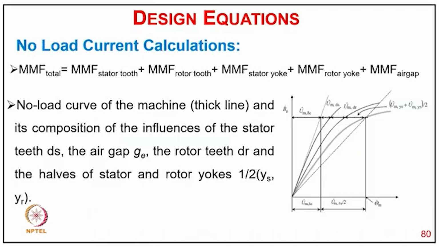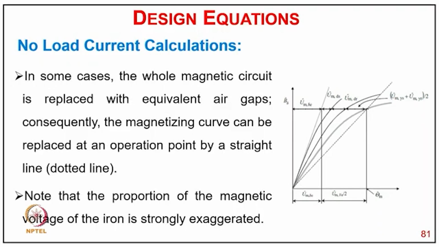So now, the no load current calculation: MF total is equal to MF stator teeth plus MF rotor teeth plus MF for stator yoke plus MF for rotor yoke plus MF for air gap. And the no load curve of the machine is the thick line, as you can see in the diagram, and it is a composition of the influence of the stator teeth, the air gap g, the rotor teeth, and half of the stator and rotor yoke. These are the paths of the magnetic circuit in the different parts. So the total MF is the sum of the MF of all 5 parts.